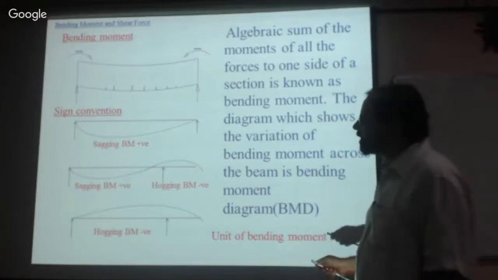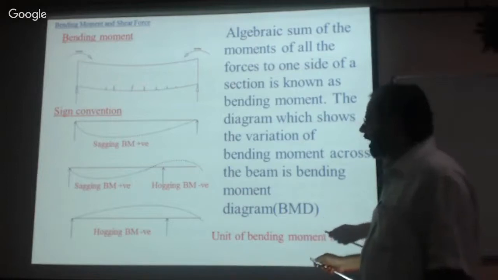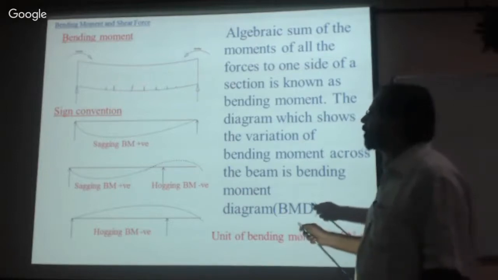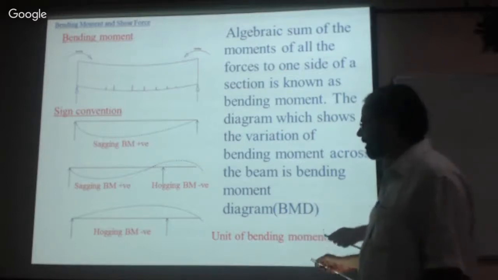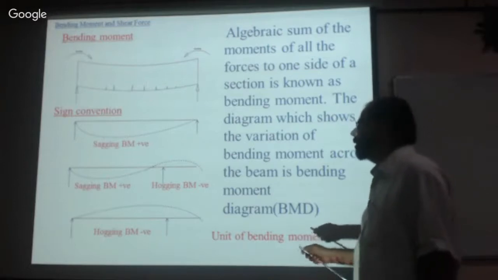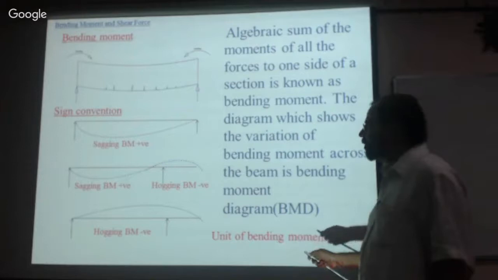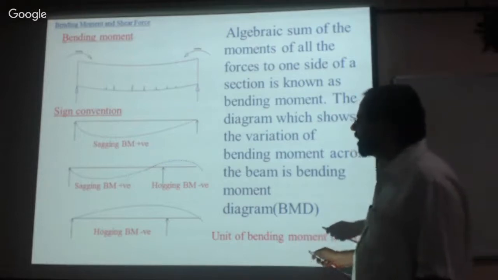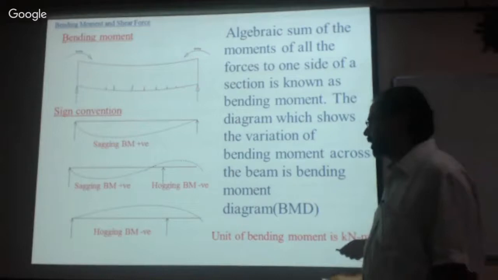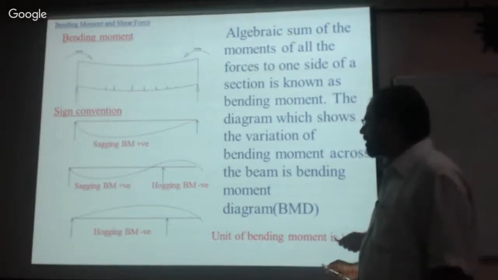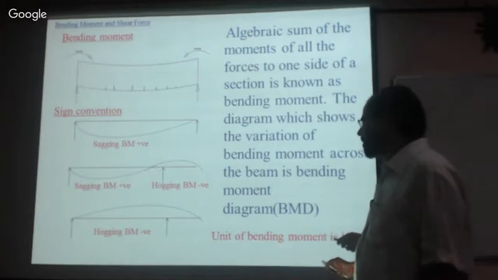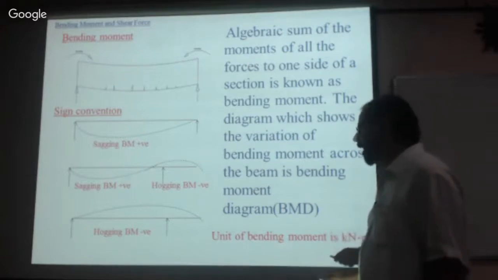Therefore, the sign convention: whenever the beam bends due to the applied load in this form, in this direction, it is called sagging bending moment. The bending moment that occurs in this type of beam is sagging bending moment. It is called positive bending moment. Similarly, if you consider this beam, here the bending will be in this direction, it is sagging bending moment, and this one, in the opposite direction, is hogging bending moment. I have taken this as positive and this as negative.